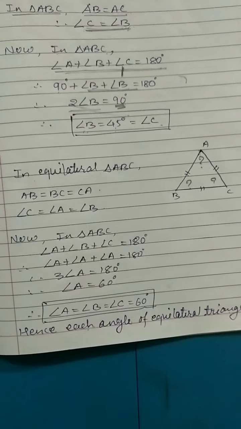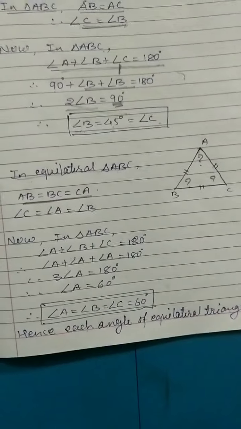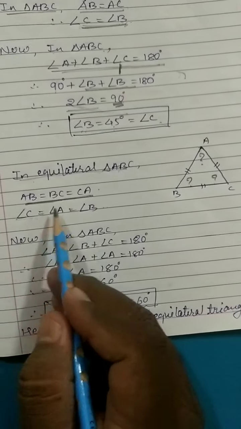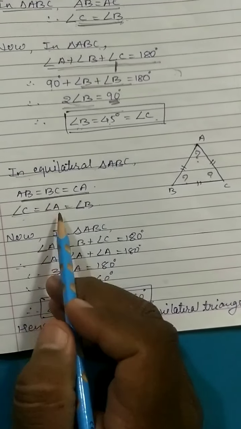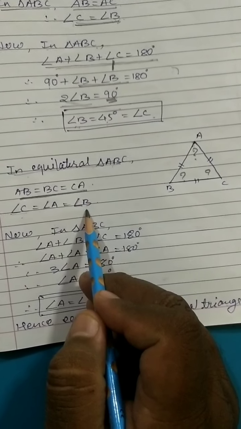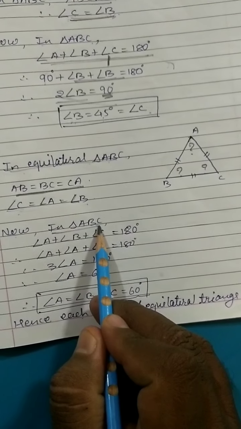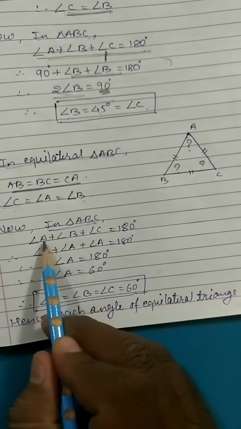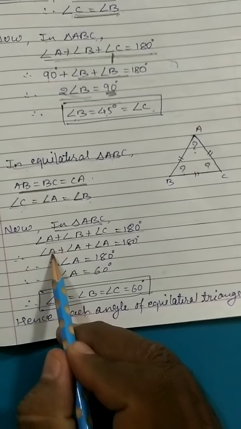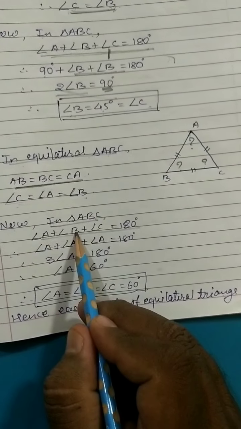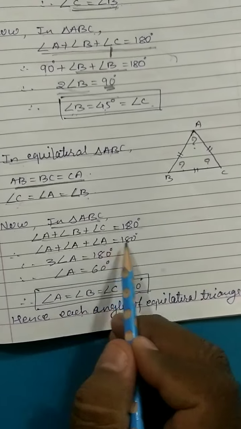Okay. In equilateral triangle ABC, all three sides are equal, and if all three sides are equal, so their opposite angles are also equal, right? Opposite of AB is angle C, opposite of BC is angle A, opposite of AC is angle B, right? So all three angles are equal. Now in triangle ABC, by angle sum property, we can say sum of all three angles is 180 degrees. Angle A, now A, B, C all are same, so can I write angle A in place of B and angle A again in place of C? So this will become A plus A plus A is 180.